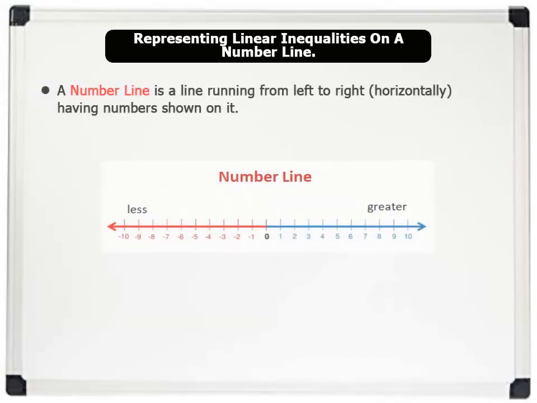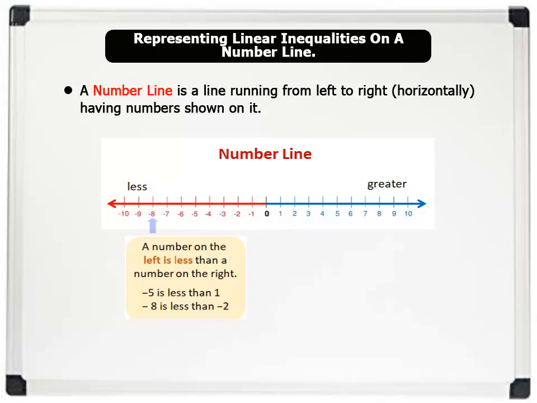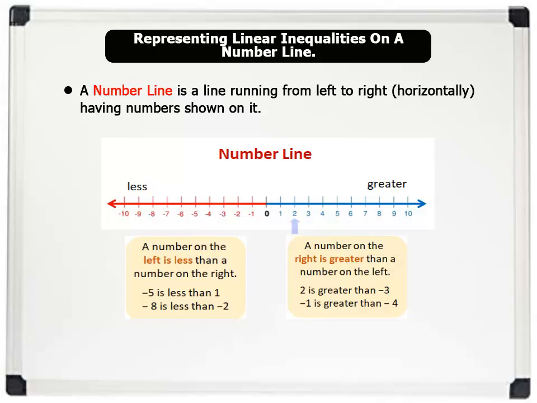A number line is a line running from left to right, horizontally, having numbers shown on it. Notice how numbers are arranged on the left and on the right sides of the line. Now, a number on the left is always less than the number on the right. For example, -5 is less than 1, and -8 is less than -2. Also, a number on the right is always greater than a number on the left. For example, 2 is greater than -3, and -1 is greater than -4.